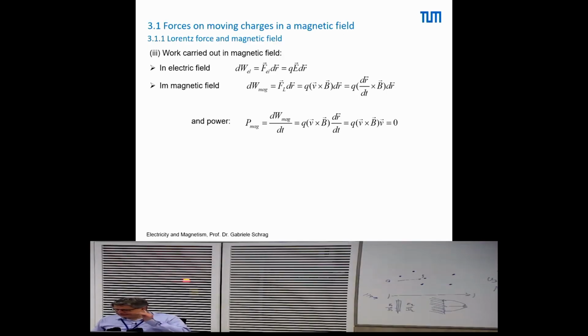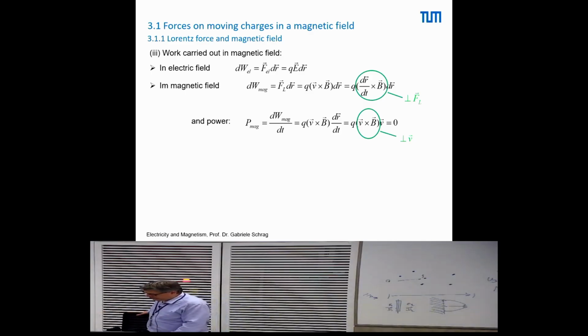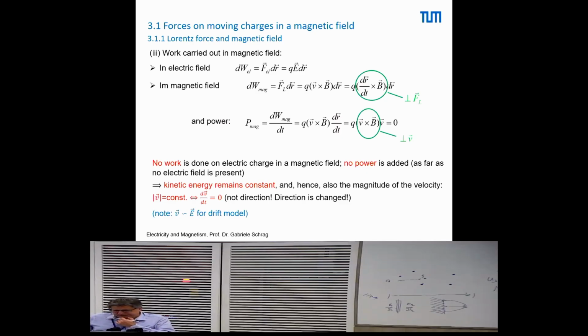So this would be our power in the magnetic field. And the interesting thing is now that actually this force is perpendicular to the motion, the direction of motion. And respectively here, when we look at the power, the velocity is perpendicular to the magnetic flux. In consequence, there is no work done on an electric charge in a magnetic field, and also no power is added as far as no field is present.